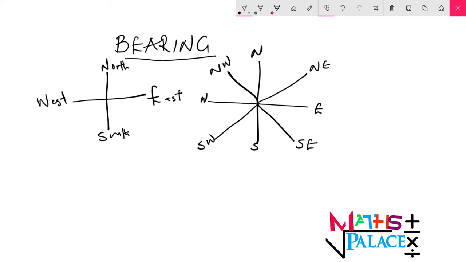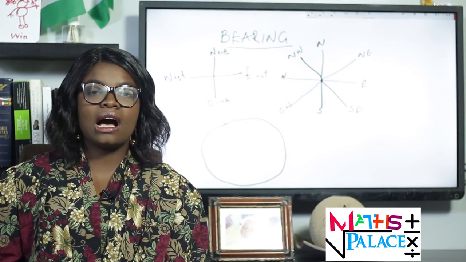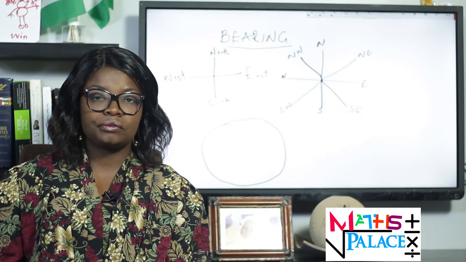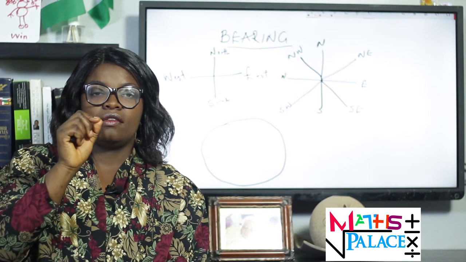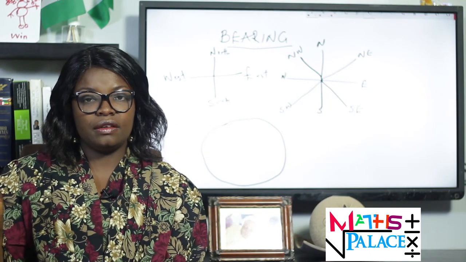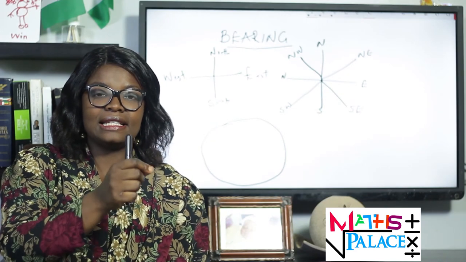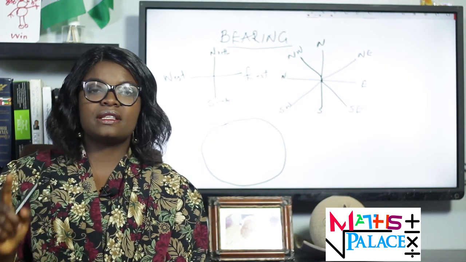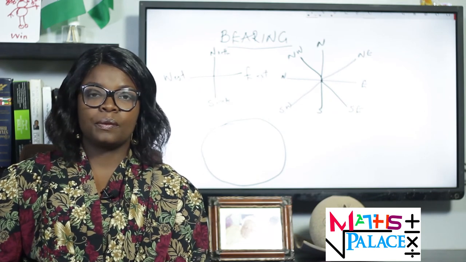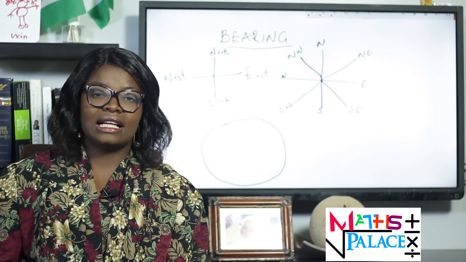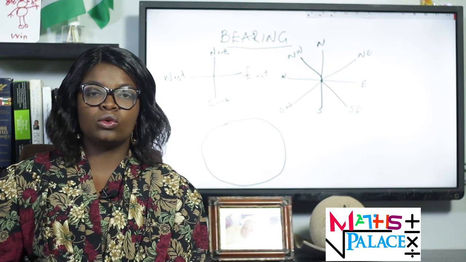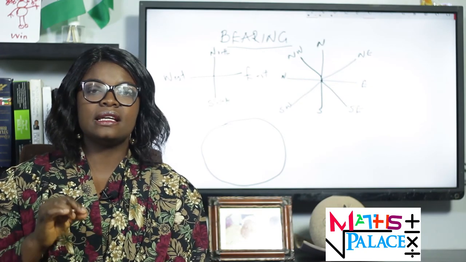Now, note that also a complete cycle is made up of 360 degrees. That is, the total angle in a cycle is 360. And that's the way the clock in your various homes is. We have 12, 1, 2, 3, 4, 5, 6, 7, 8, 9, 10, 11, and 12 again. From 12 back to 12 again makes one complete revolution, which in angle is 360 degrees.